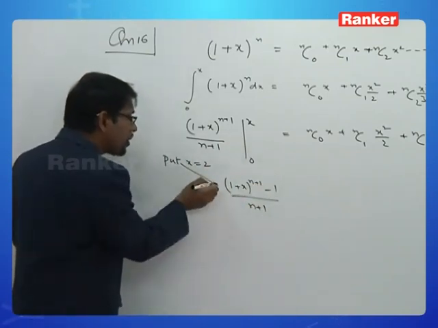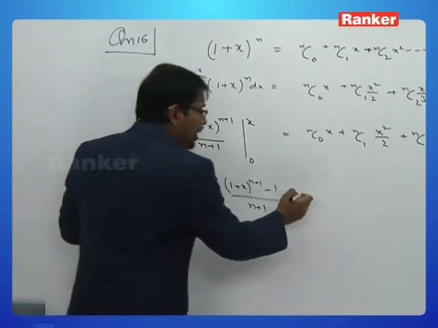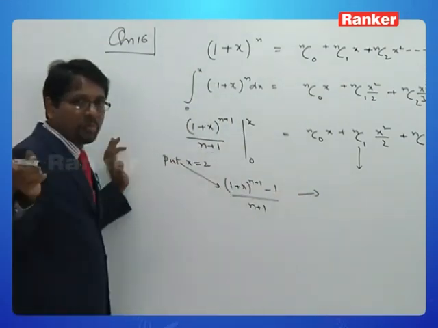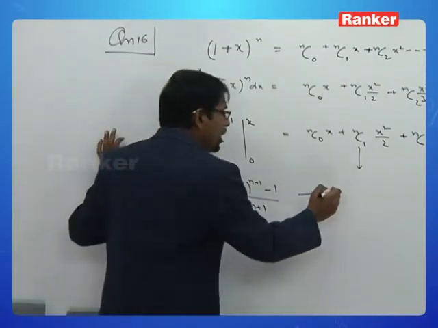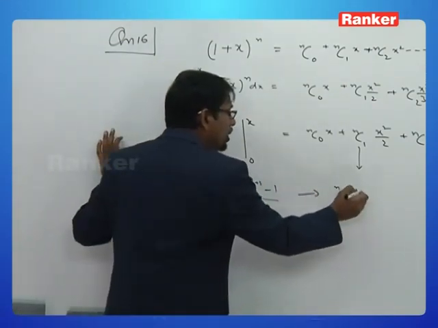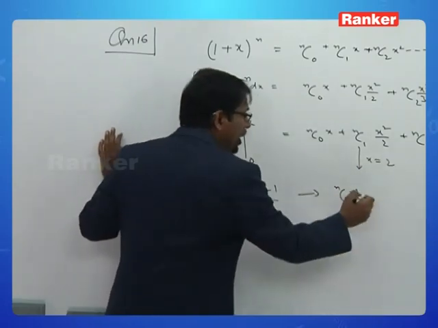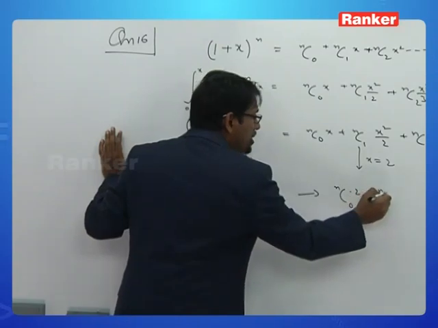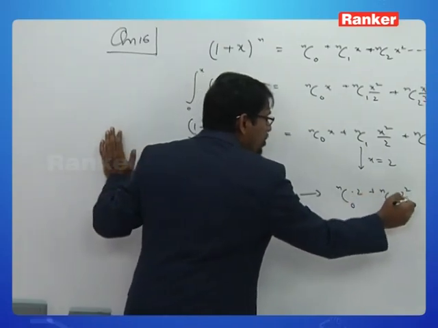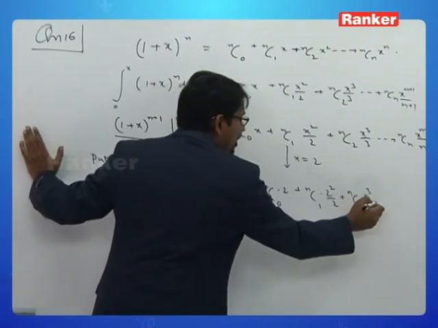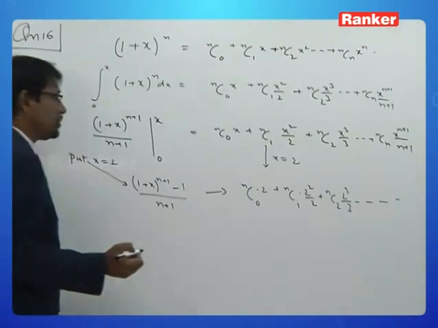I am to put x equal to 2 in this and x equal to 2 in this. When I put x equal to 2, I get the expansion that we required. What is the expansion we have? nC0 into 2, put x equal to 2 here. Okay, so we have nC0 into 2 plus nC1 into 2 square by 2, so on and so forth, nC2 into 2 cube by 3, and all that we required there, we are getting that.